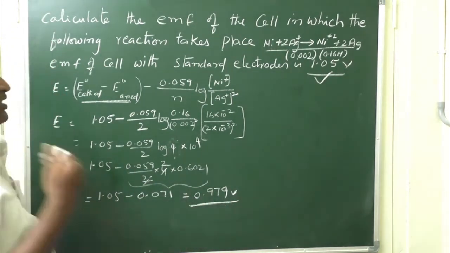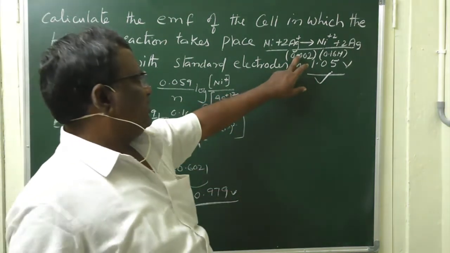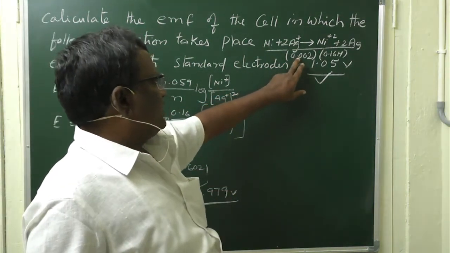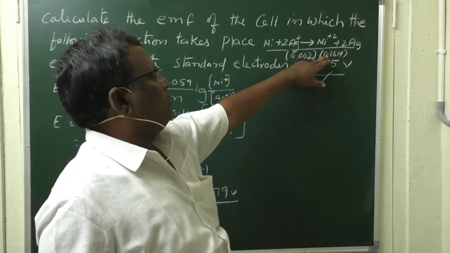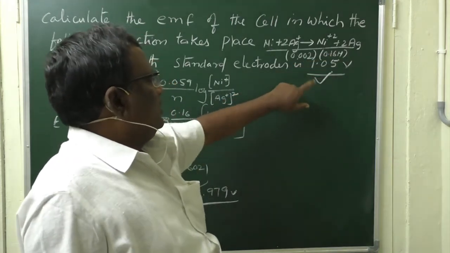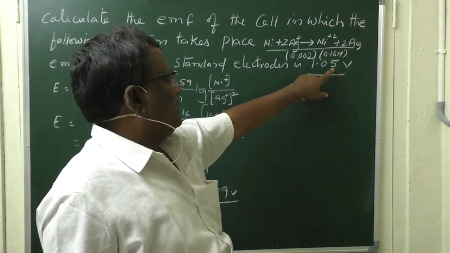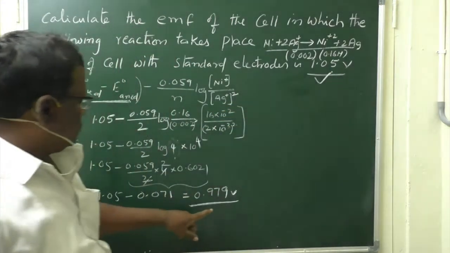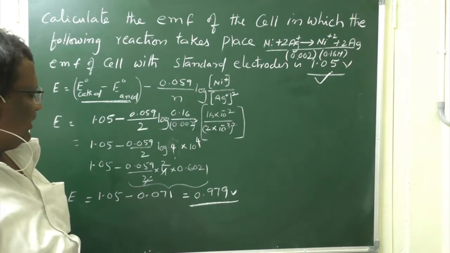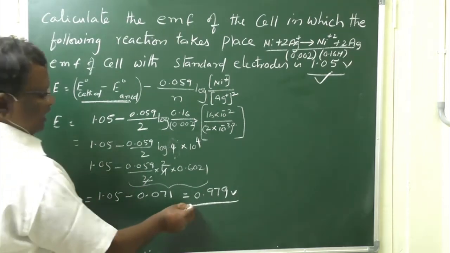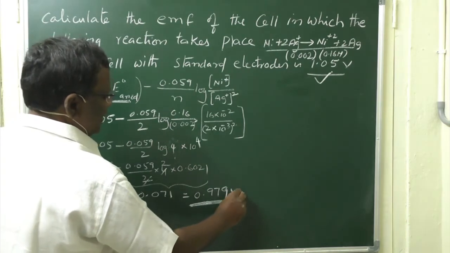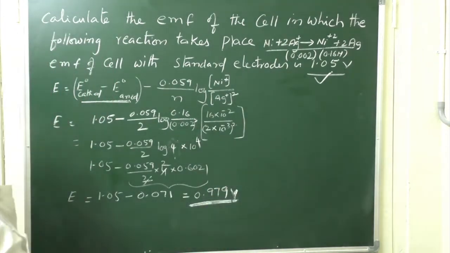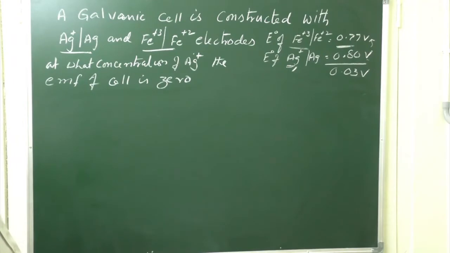By changing the concentration of silver ions from standard state to 0.002 and nickel ions concentration to 0.16 moles, the standard potential of 1.05 changes. By the change of those concentrations, the EMF of the cell will also change. It will become 0.979 volts.